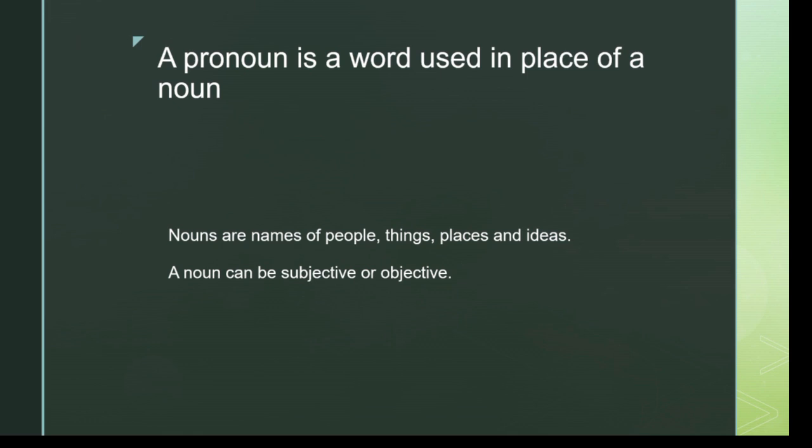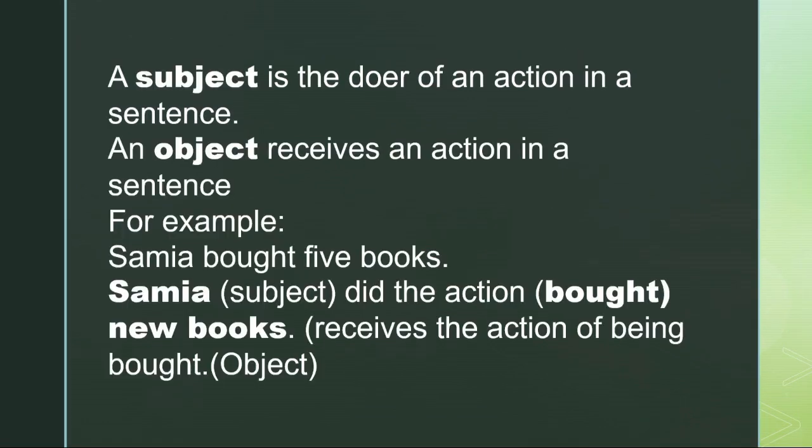Instead of saying Charles went to school, you can say he went to school. So he has replaced Charles. Now, these nouns can be subjective or objective. And when we talk about the nouns being subjective or objective, what do we mean? We mean that a noun can either be a doer of an action or it can be a receiver of an action in a sentence.